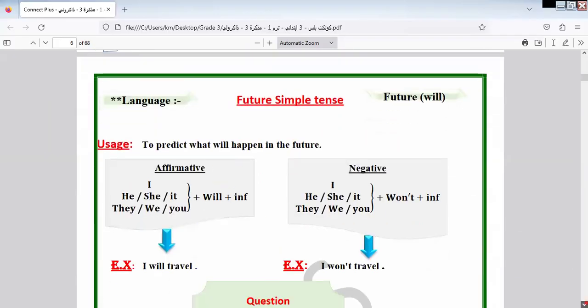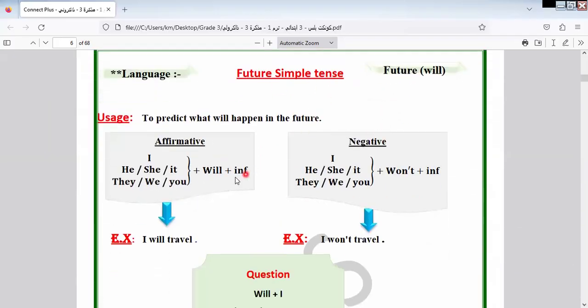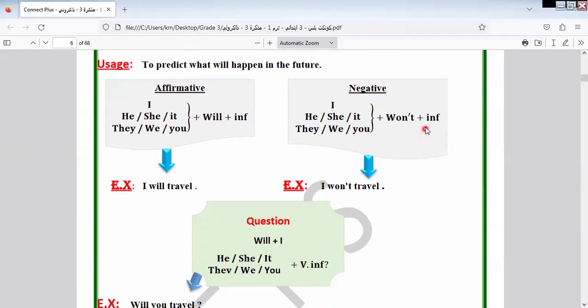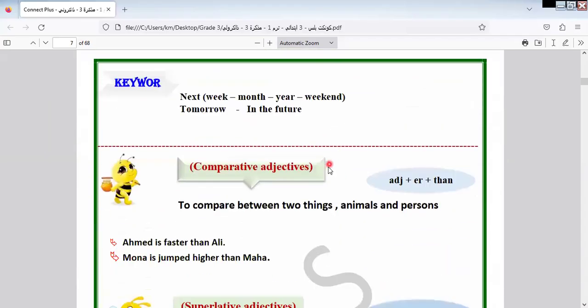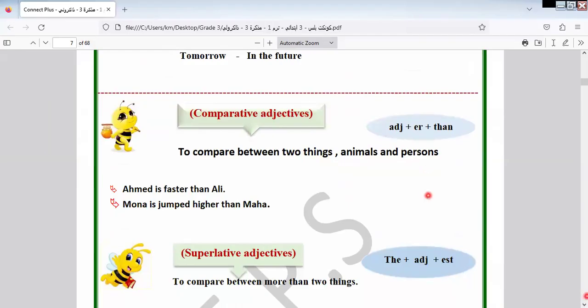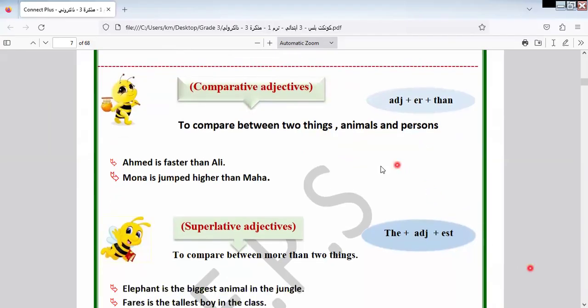I also explained the future simple tense, and I will say to you that will must be followed by the infinitive form. This is in affirmative form, and this is in the negative form, and we gave examples last class. Here we have the comparative adjective that we also explained last class.